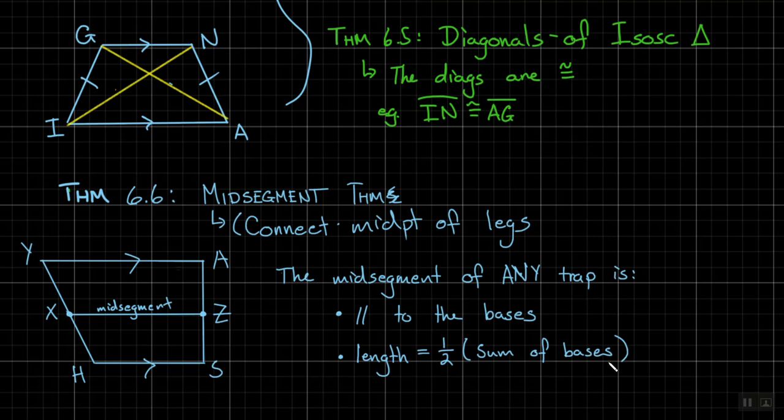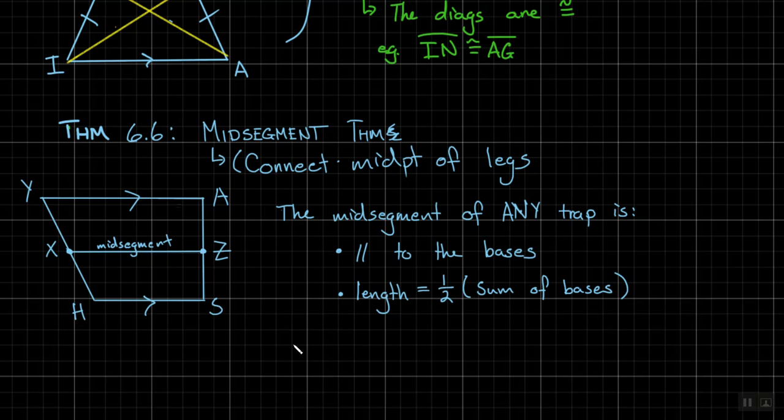Now, the parallel part, I'm not even going to bother writing with the EG. I think it's clear. XZ is parallel to YA and those two. The other part, though, we are just going to write the EG for it, and I'll switch color so it stands out a little bit. It's up to you if you write it. What this second part of the theorem tells me is if I wanted to find the length of, in our picture, it'd be XZ, it would be 1/2 of what two things added up?